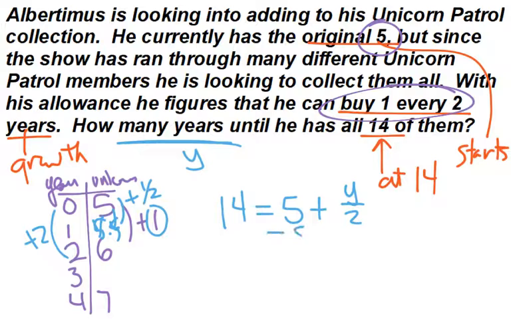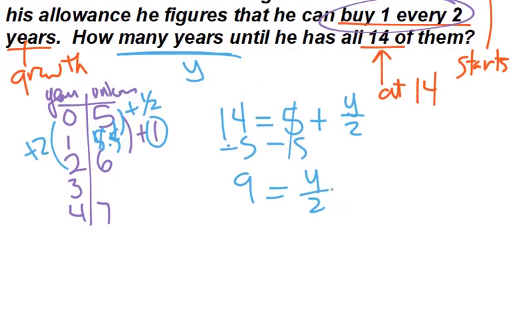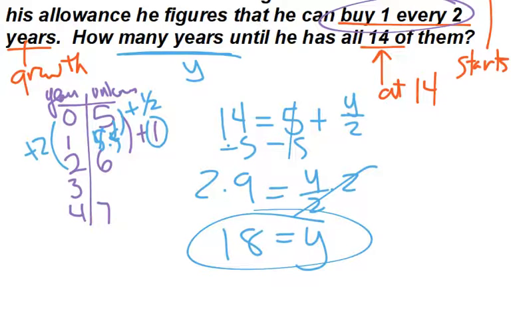Now, can we solve that? Yeah, 14 minus 5 becomes 9, so y over 2 equals 9. Multiply by 2, that cancels out, and we get y equals 18. So it's going to take him 18 years to get there.